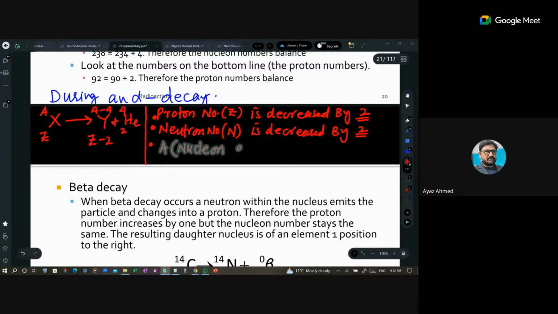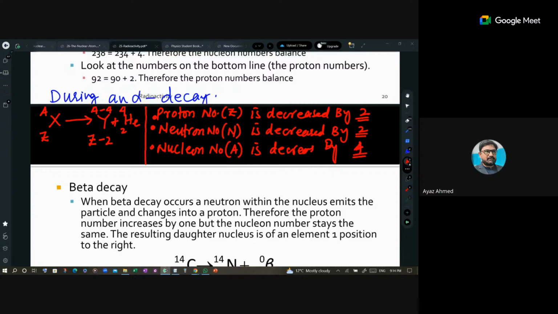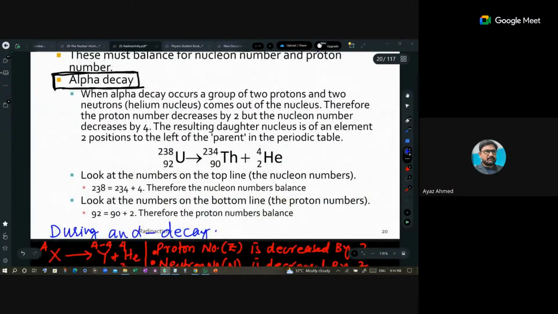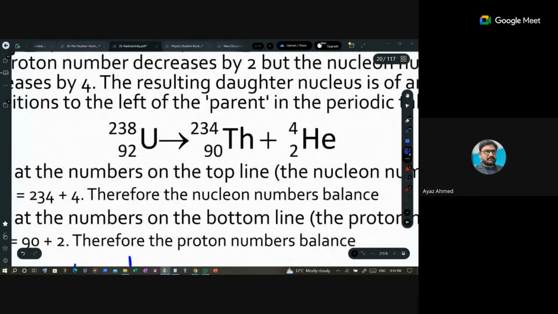I have to write in a sequence. Nucleon number, which was your A, is decreased by 4. So if you have these three pieces of information with you, alpha decay will never be a problem for you. Okay, now come to this point. For example, uranium is there, and its Z is 92, and A is 238.